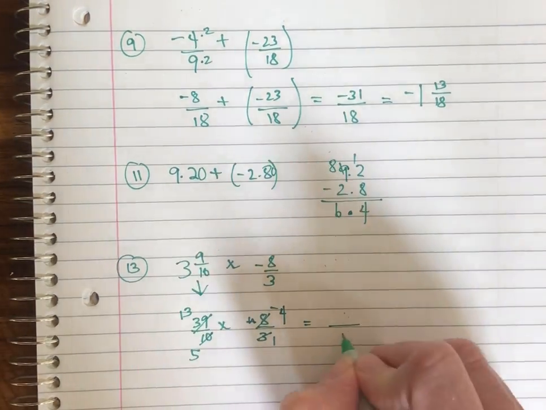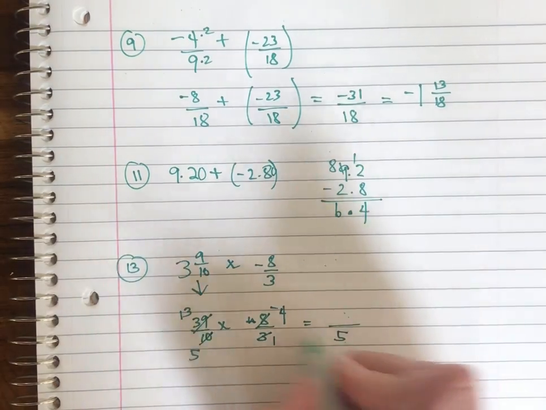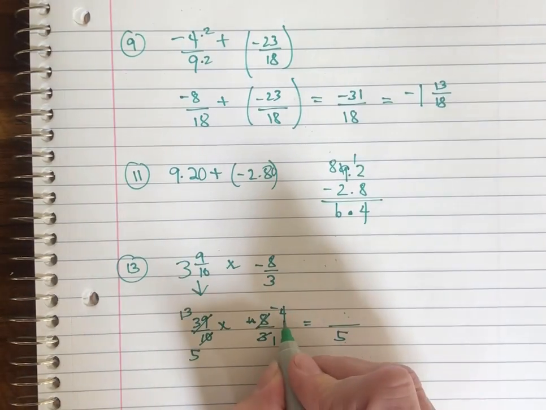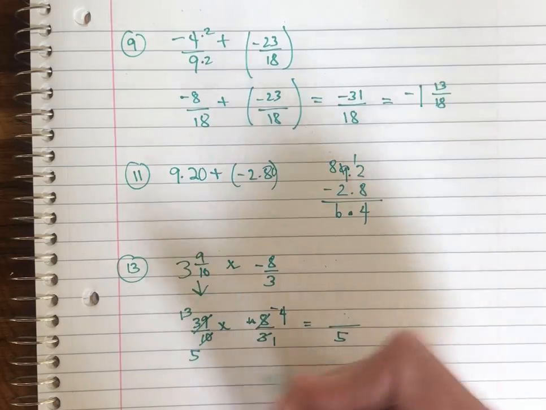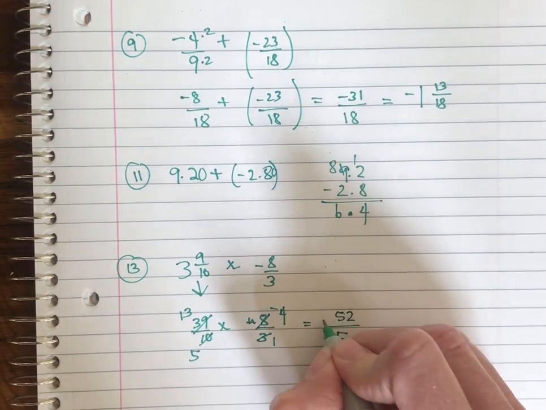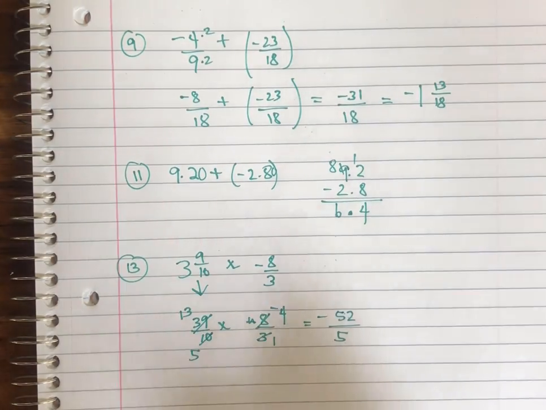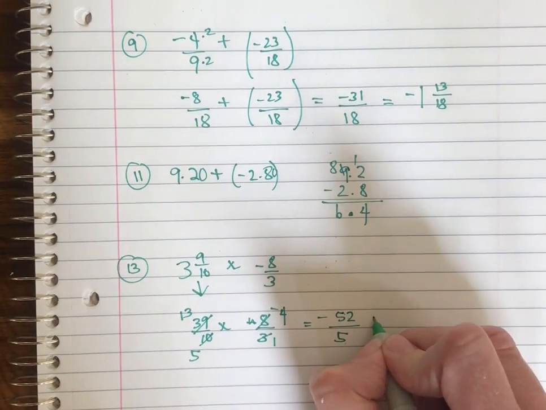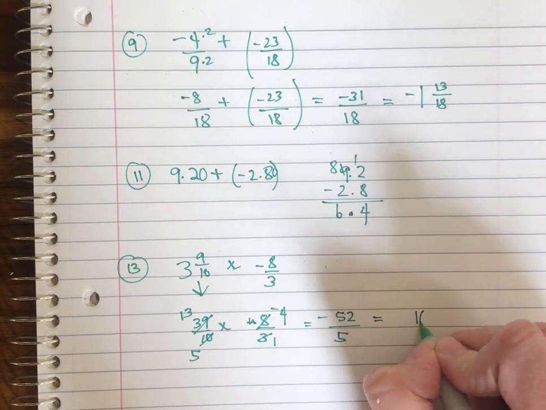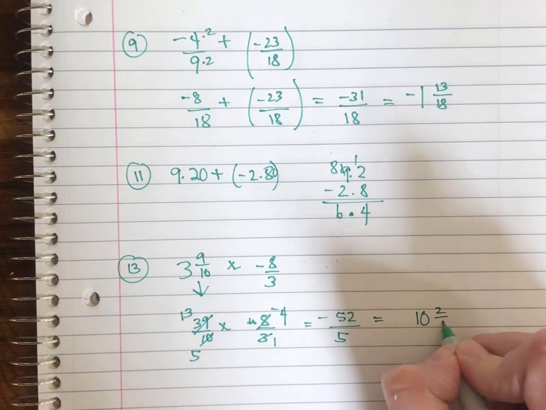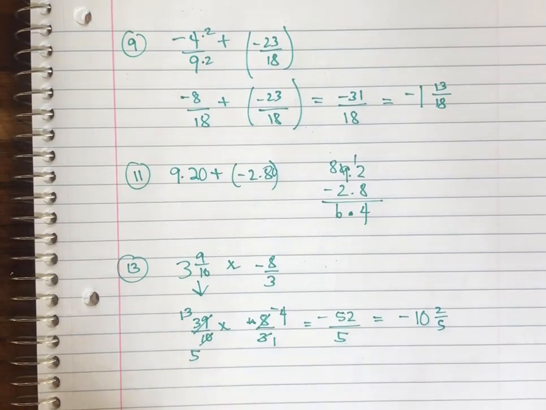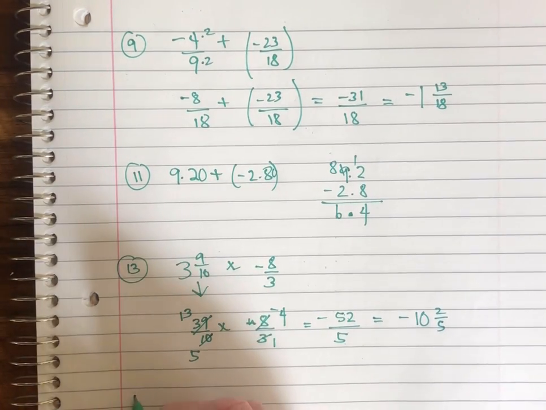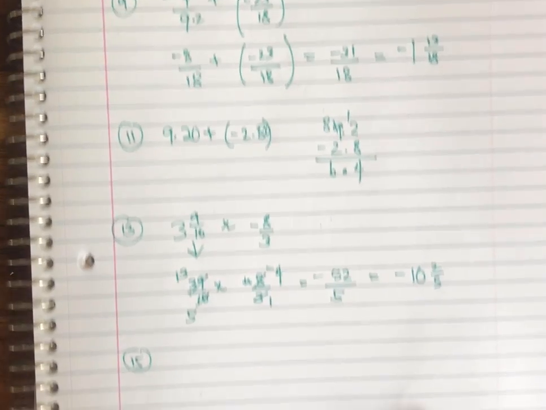5 times 1 is 5. Then we need to work out 13 times 4, which is 52, and it was a negative. Then we need to change that into a mixed number because we started with a mixed number. 5 goes into 52 10 times with 2/5 left over. Carry over your negative. Number 15.